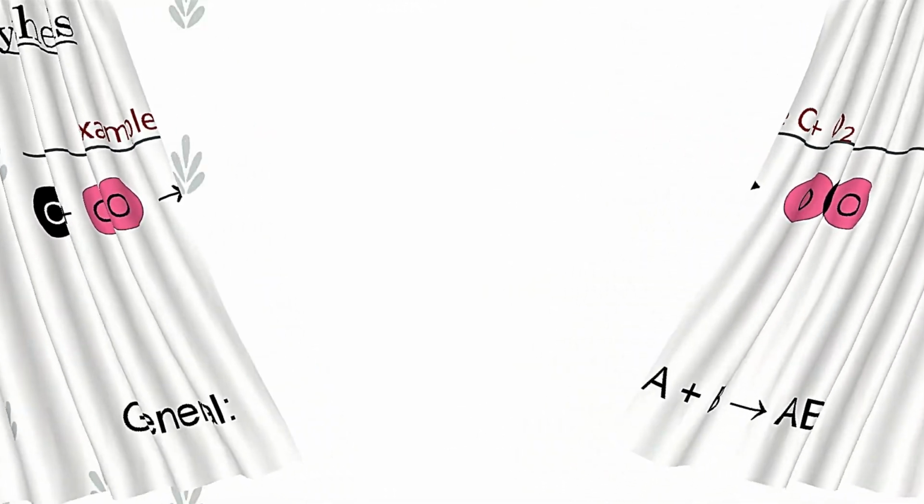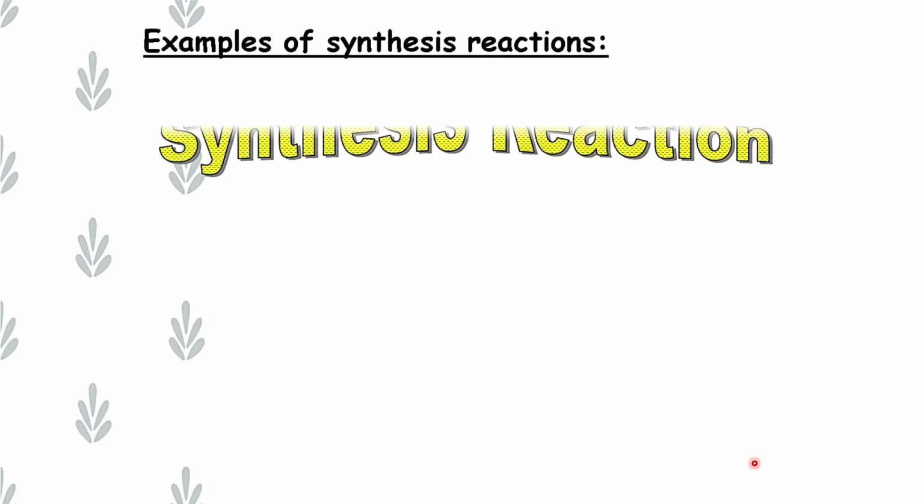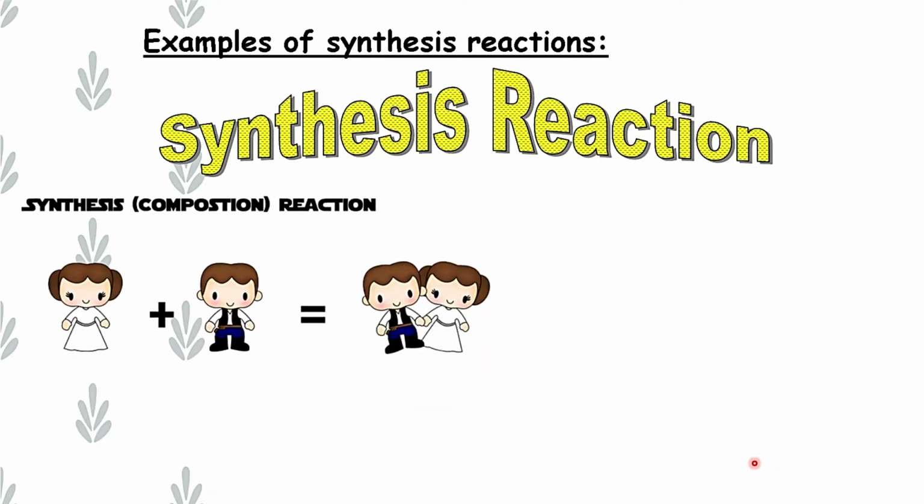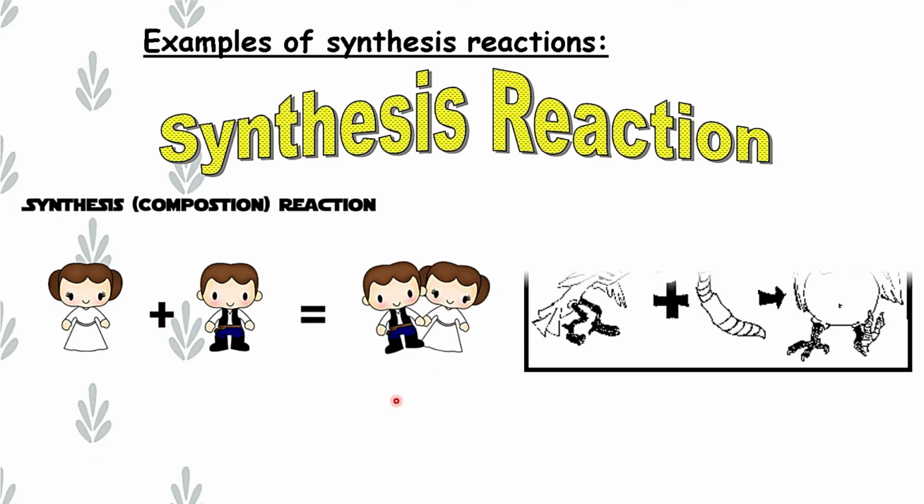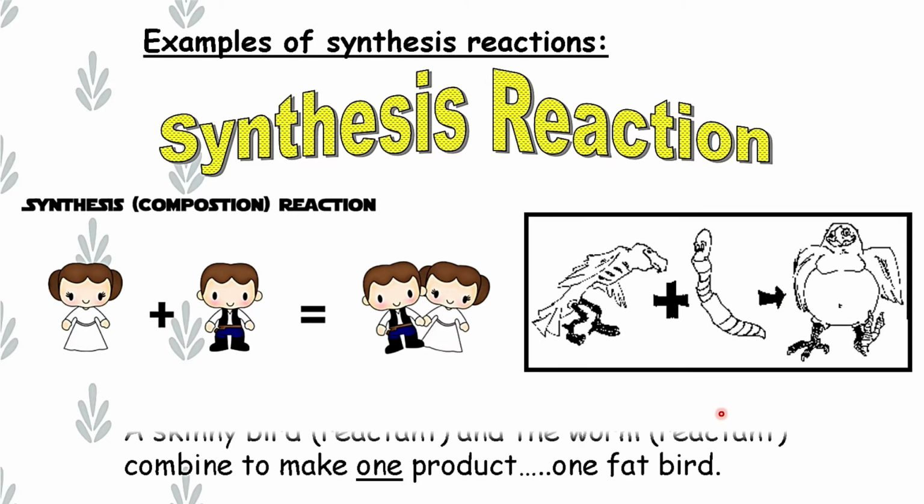You can understand this type of chemical reaction through this cartoon also. Two simple substances are reacting and forming one complex product. Here also you can see one skinny bird eats this worm, it will convert into one fat bird. So one complex product, two simple reactants.